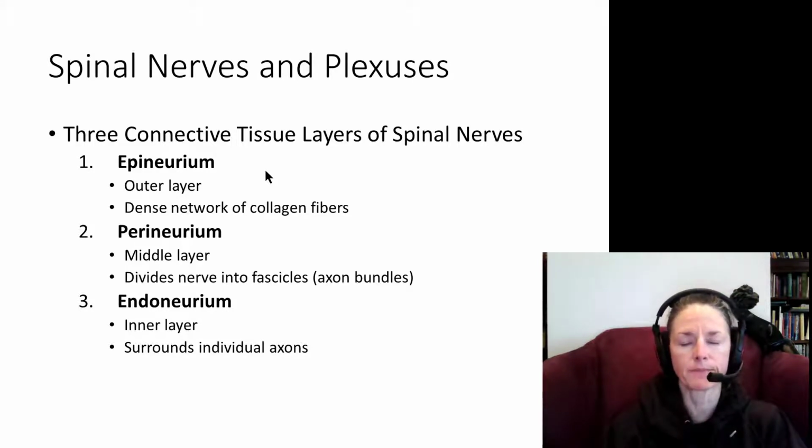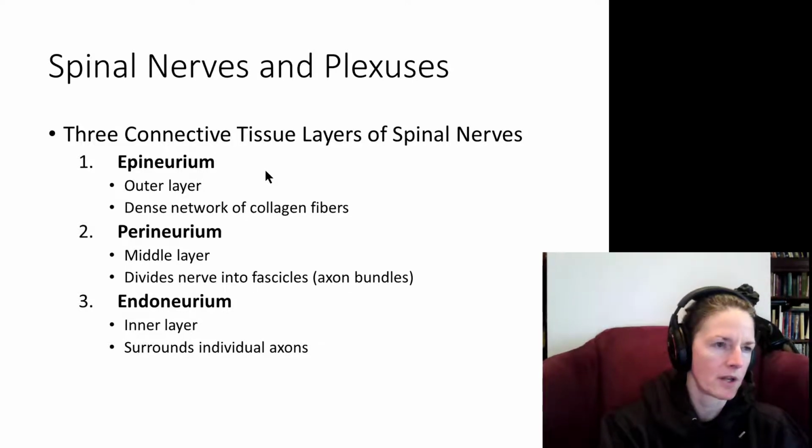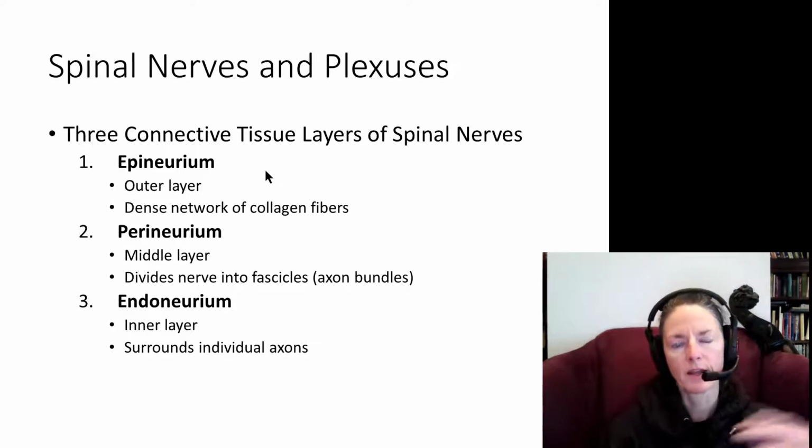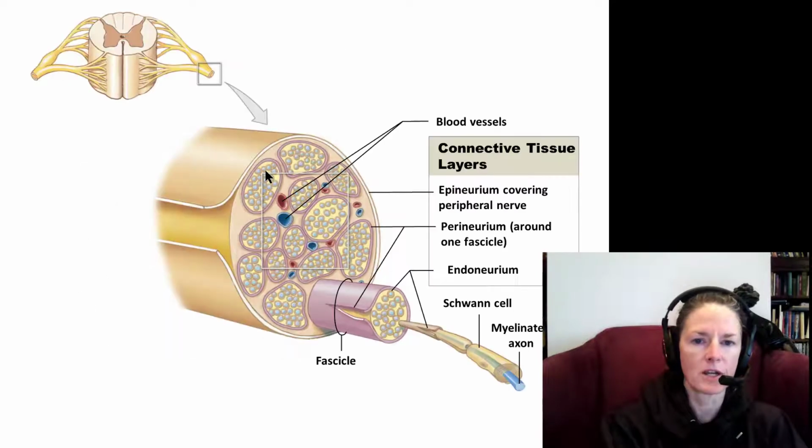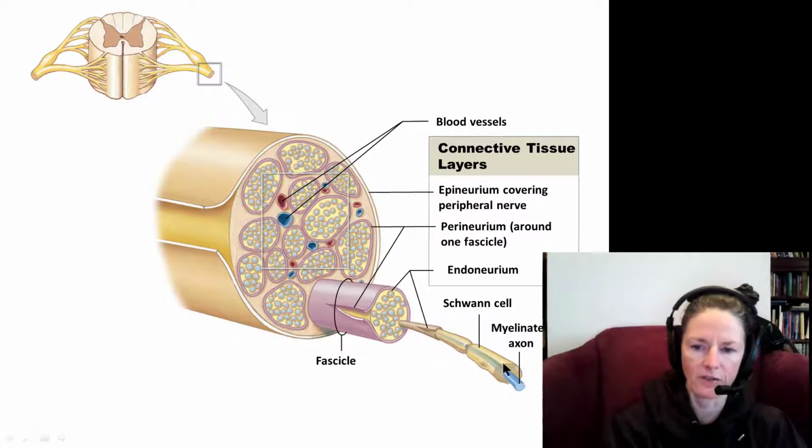And these will be covered by a perineurium, and that's the middle layer of our connective tissue, and our innermost layer of the connective tissue will surround individual axons. And as you recall, at this point, we're in the peripheral nervous system, and most of these are myelinated axons, so they're going to have a myelin sheath, and the myelin sheath will be provided by Schwann cells. And you probably remember that the Schwann cell is a type of glia that will myelinate a single segment of a single axon. So let's look from the outside in.